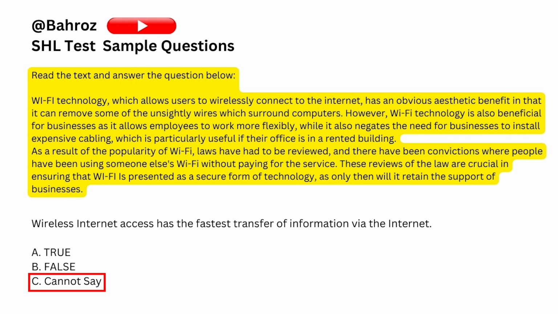Answer is cannot say. The passage discusses the aesthetic and practical business benefits of Wi-Fi and mentions issues of security and legal use, but it does not provide any information about the speed of information transfer or how it compares to other types of internet access, for example wired connections like Ethernet or fiber optic. Since the speed of wireless internet is not mentioned, the correct answer is cannot say.